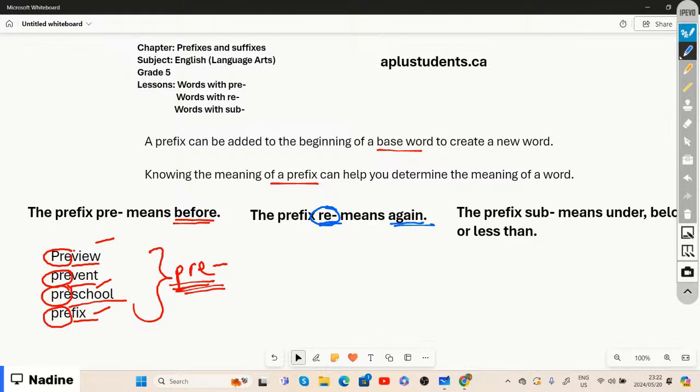All right. And if we look at the prefixes, and if we look at the prefix re, remember we said re means again. For example, let's look at the word renew. Let me type the word. It's going to be way better, and it doesn't disappear.